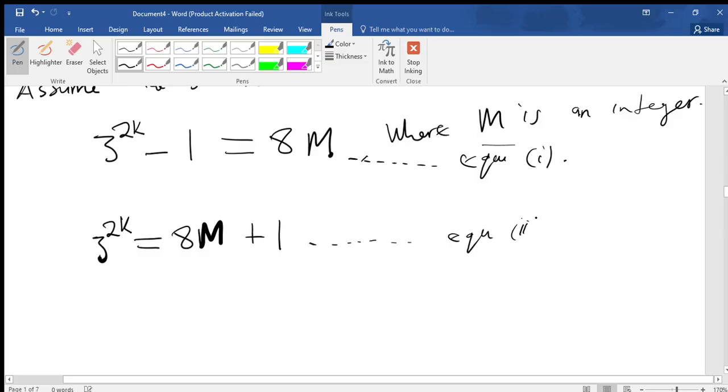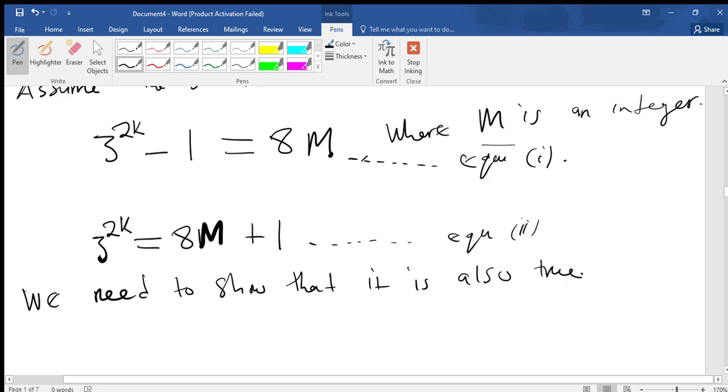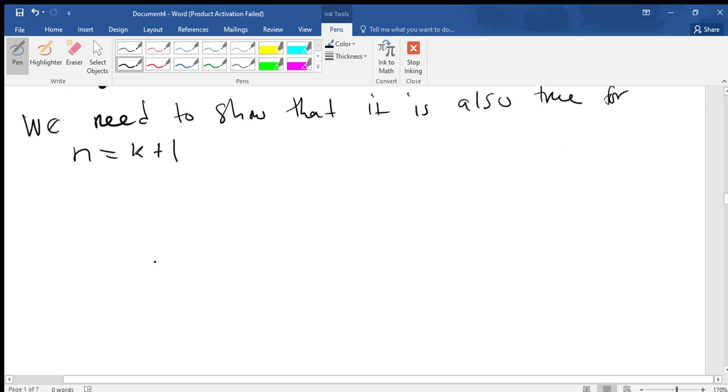So you can make this the equation, the subject in advance. So what are we going to do? We need to show that it is also true for n equals to k plus 1. This is what we want to show now. Once this is shown, you can go ahead and conclude that the statement above is indeed true.